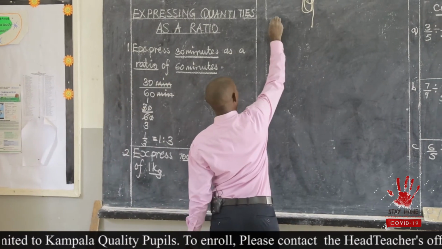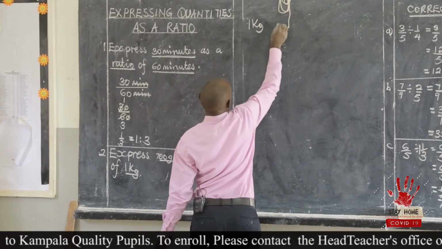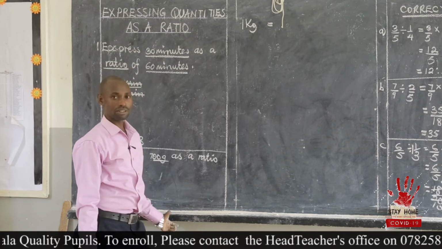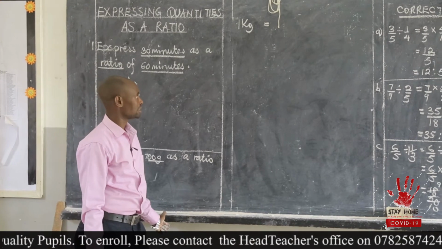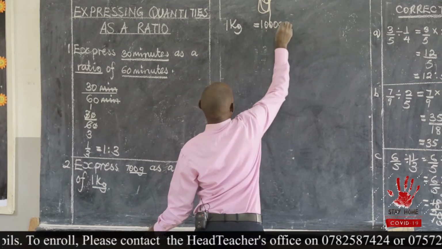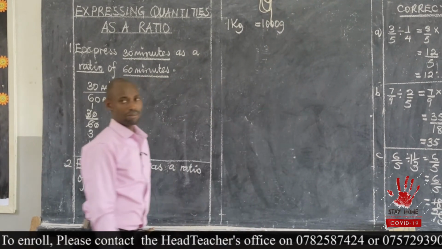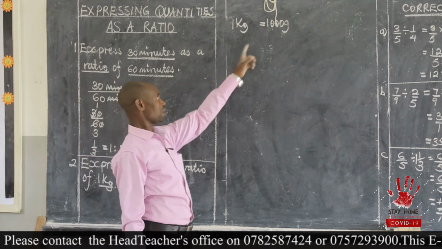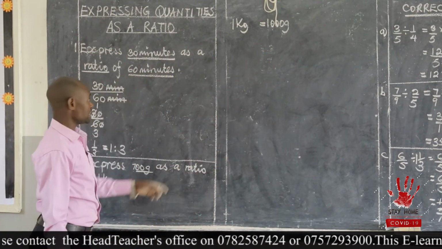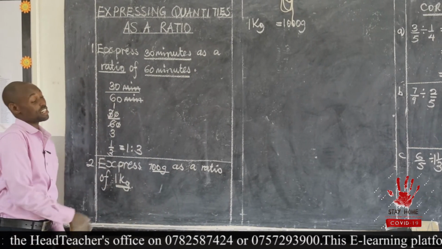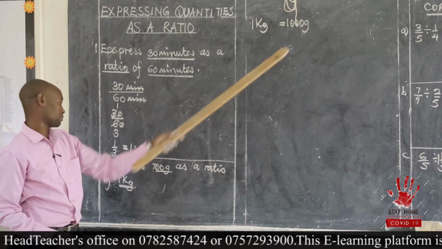So we know that 1 kilogram is equal to how many grams? It is equal to 1,000 grams. So if 1 kilogram is equal to 1,000 grams, it means the 1 kilogram which has been given here has already been converted into grams.